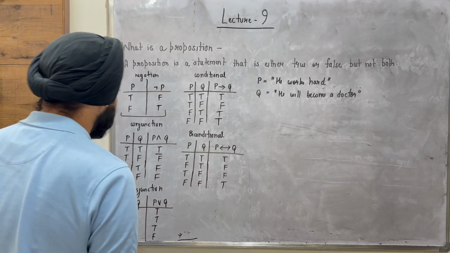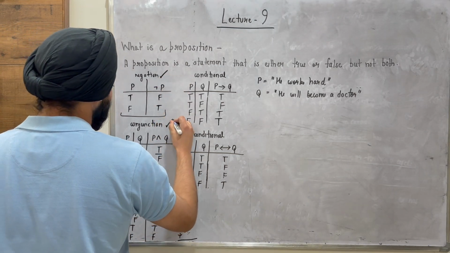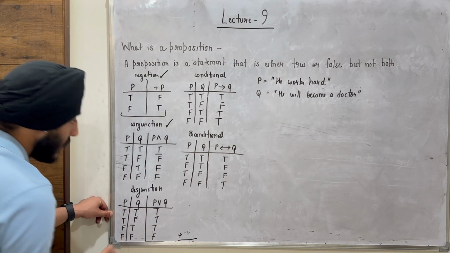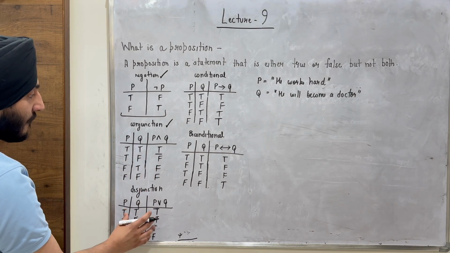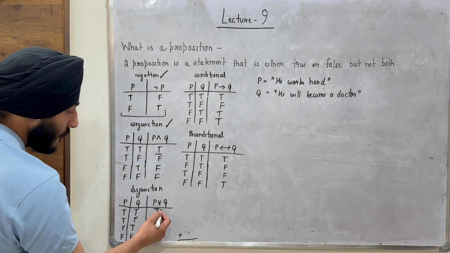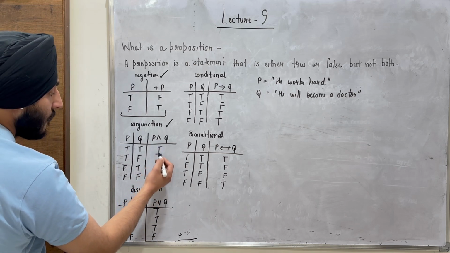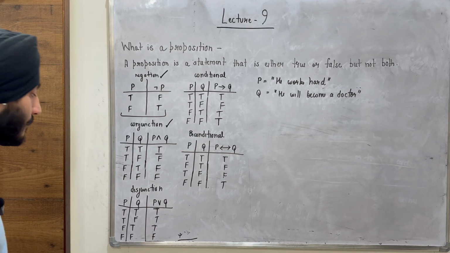Moving on, let's try to understand disjunction, right? Now, if you take a look at the disjunction table, you see there's a very clear difference in both of them. Over here, there are 3 truth values and 1 false value. And in this case, I have 1 truth value and 3 false values, right?